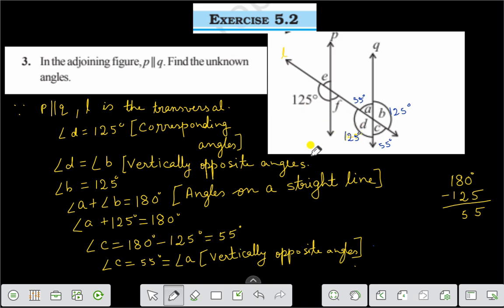Right? Now, if you use another property, that angle A and angle E are the same. Right? Why? Because they are corresponding angles. Right? Therefore, we can say that angle A, we'll rub this one. Let us rub this one.